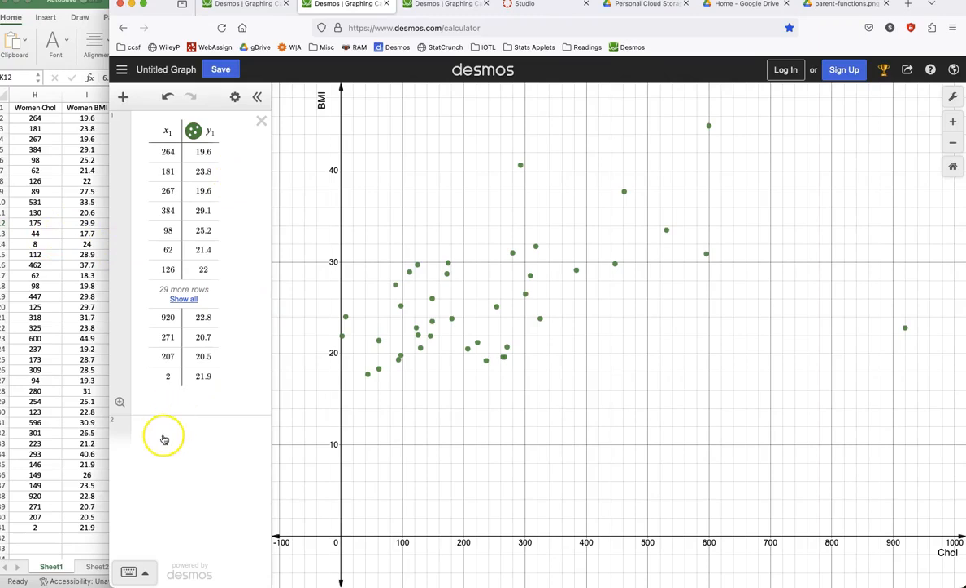By default, Desmos will label the first column x sub 1, not just x, but x sub 1, and the second column as y sub 1. So in this case, x sub 1 represents the woman's cholesterol level, and y sub 1 represents the corresponding BMI. Each of the BMI numbers is corresponding to the same individuals.